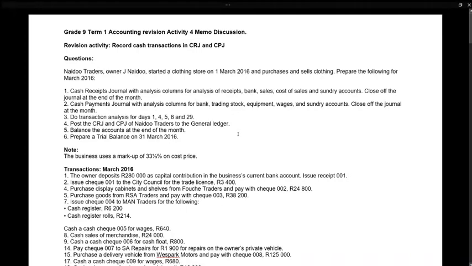In this video we are going to discuss activity 4, memo discussion. It's part of our revision activities in the beginning of lockdown. Right, let's get to it.